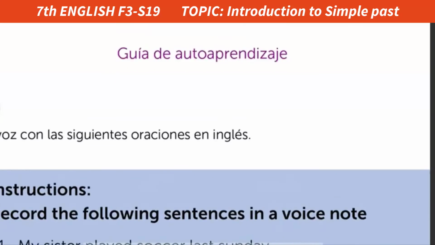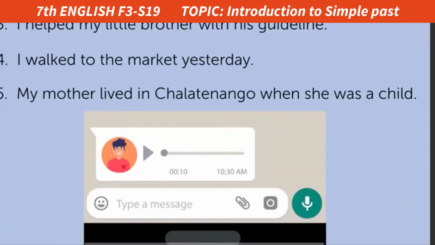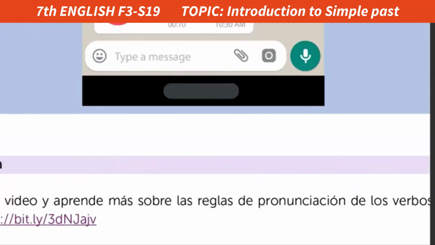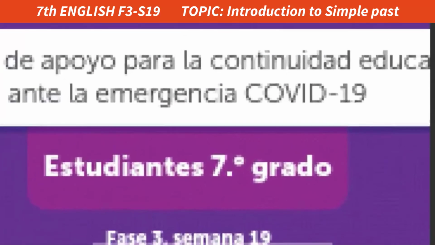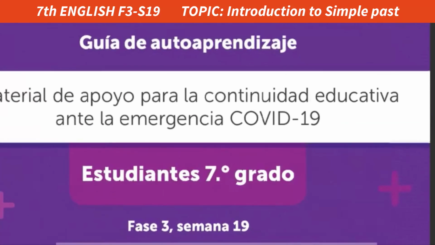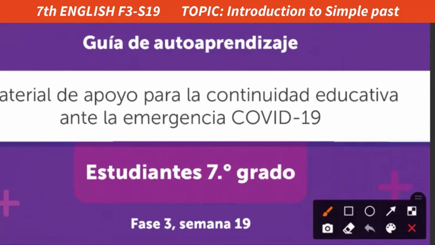Yes? That will be a lot of help to practice your pronunciation of the ed endings in the simple past of the regular verbs. Okay? So this is it for 7th grade in phase 3, week 19.